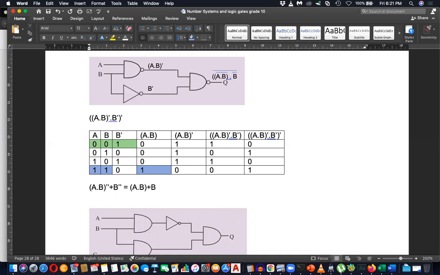Right, Nitila, no, it's not so. Nitila is asking whether it is compulsory to start with zero when you are drawing the truth table. No, it's not. But it's a good practice. It's not compulsory, but it's a good practice.